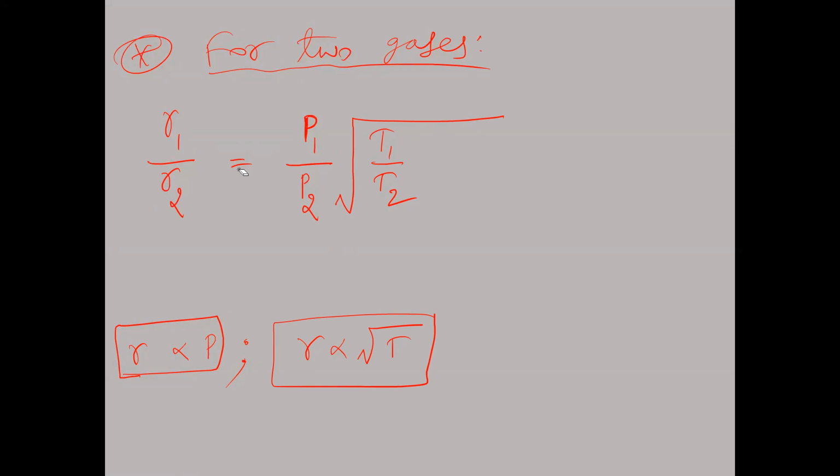But R1 by R2 is equal to P1 by P2 into under root M2 by M1. That means what we have to understand here?